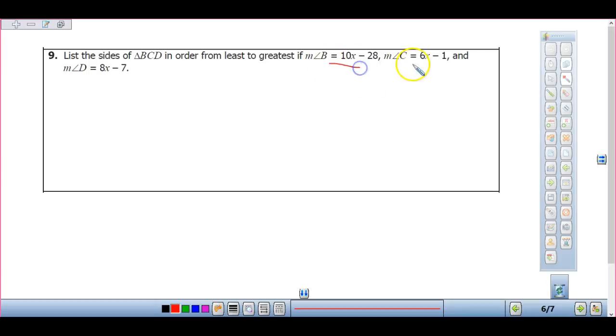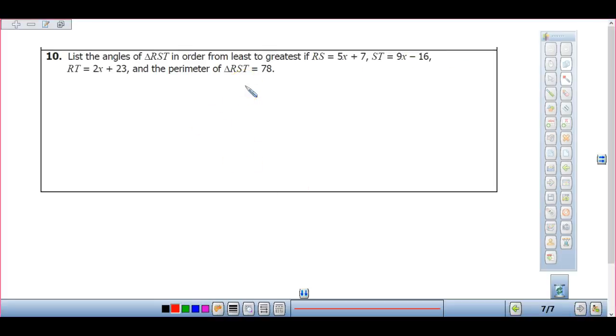Same thing here, my angles are going to add up to 180. Add them up to 180, plug them in, put them in order. Okay, when they give you sides, the sides are going to add up to the perimeter. So in this case, I've got my 5x plus 7 plus 9x minus 16 plus 2x plus 23. That's going to add up to the perimeter of 78. So be careful. If it's sides that they give you, now it's not going to be 180, it's going to be whatever they give you for the perimeter.